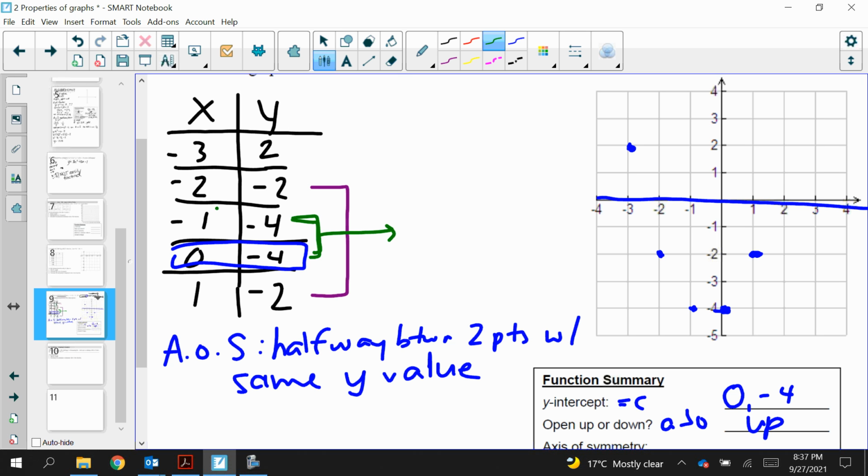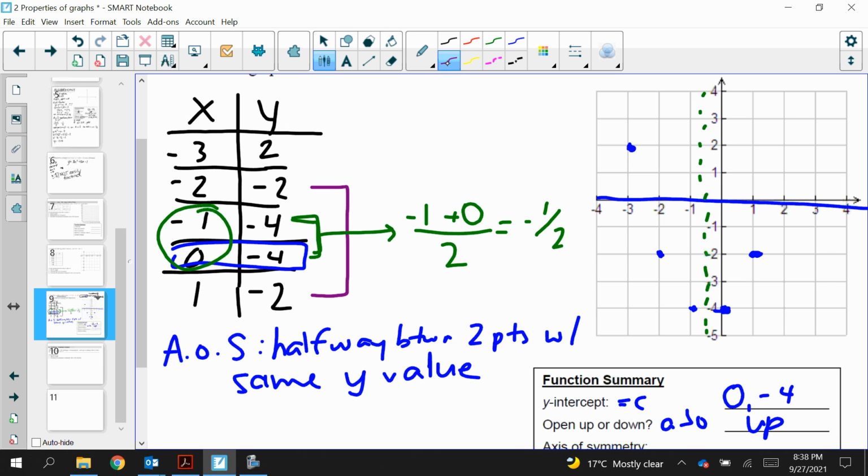So again, what you're going to do is take your x values, -1 plus 0, and divide it by 2. Add those two x values together, divide it by 2. So my axis of symmetry is along the line x equals -1/2. So that's where the axis of symmetry is.